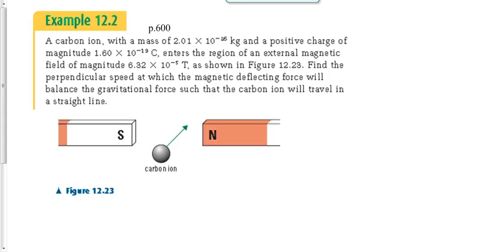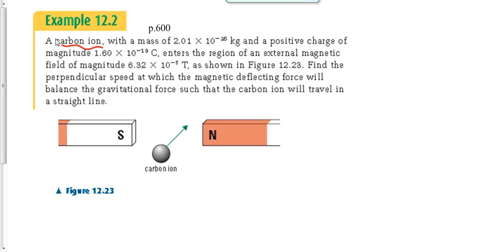I'm going to do another example. This time it's 12.2 on page 600. It says a carbon ion. It's not an electron. We're used to seeing electrons usually, sometimes protons, sometimes alpha particles. This is a carbon ion. I'm going to underline that just to draw attention to the fact that it's a little bit different than what I'm used to seeing. It's not going to be a big deal.